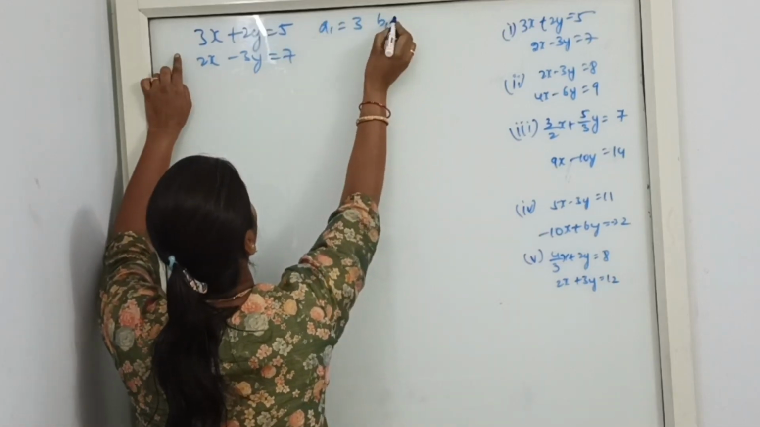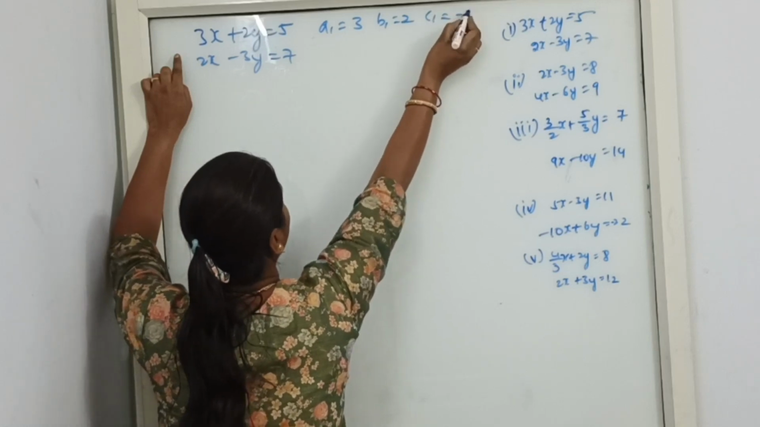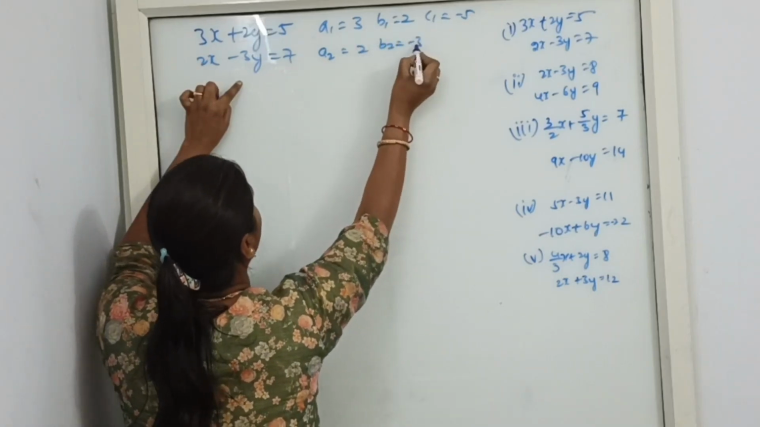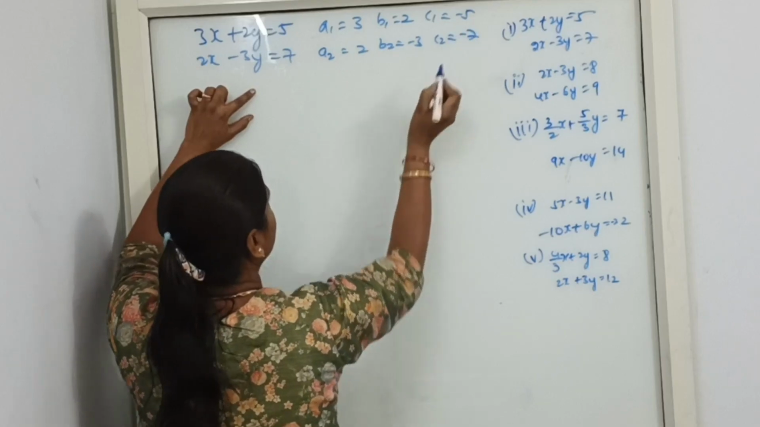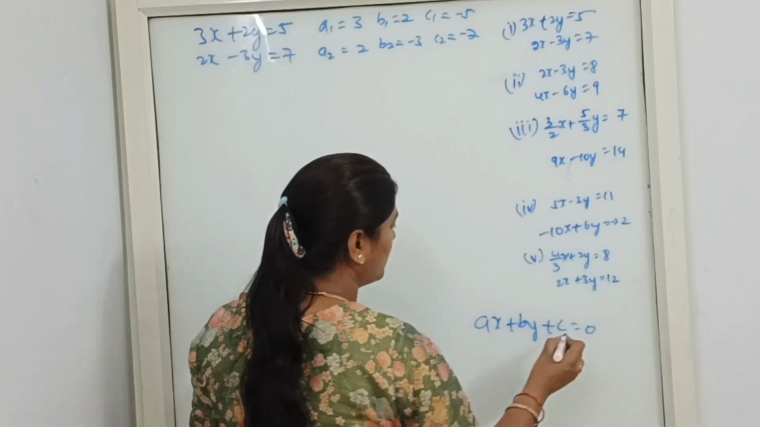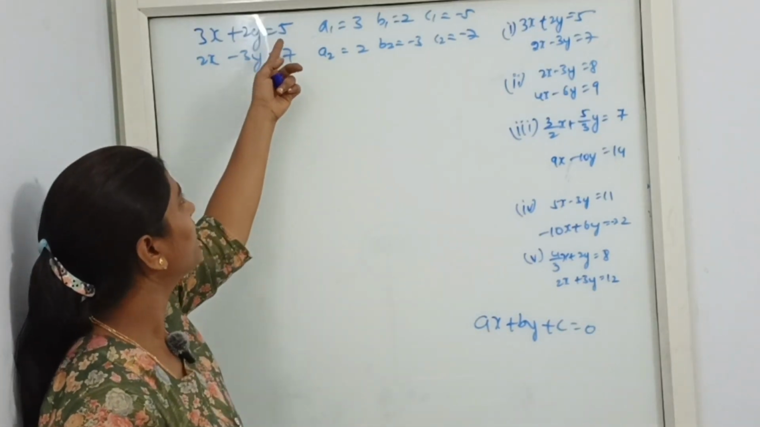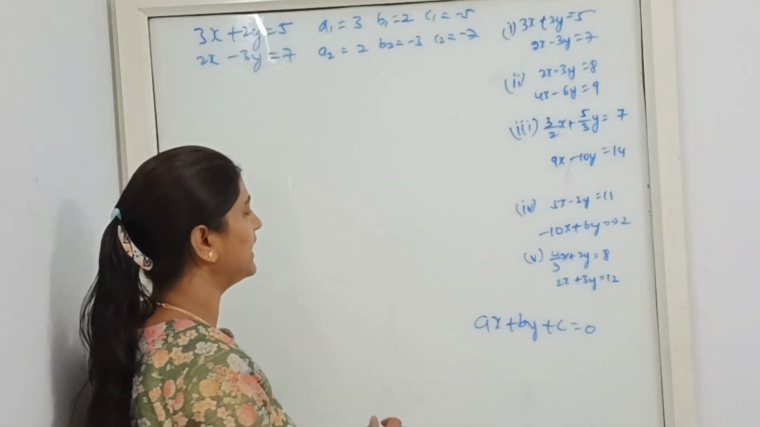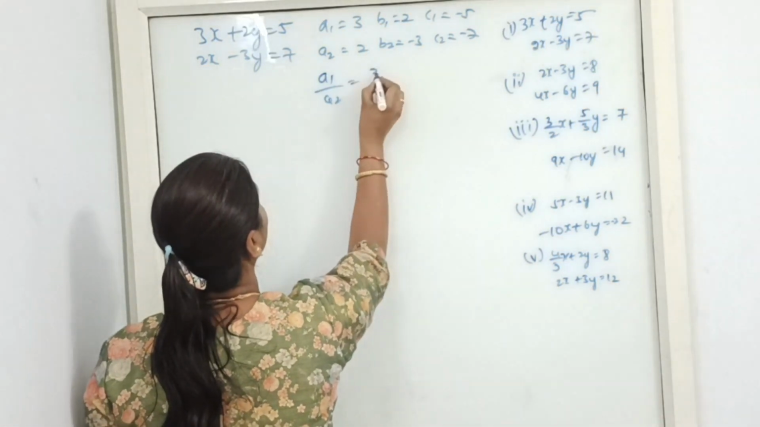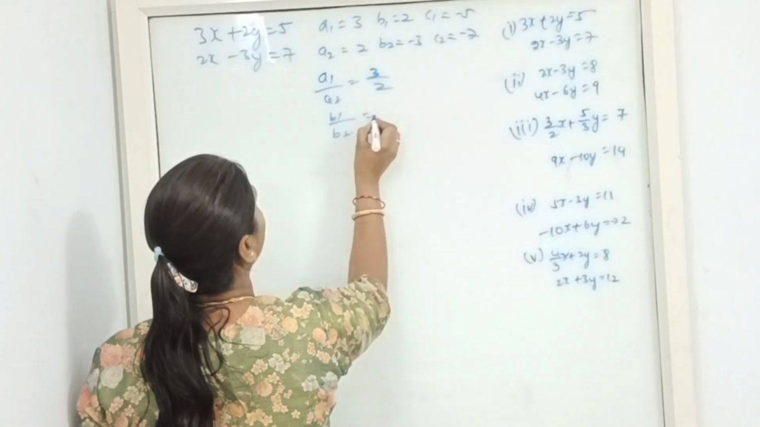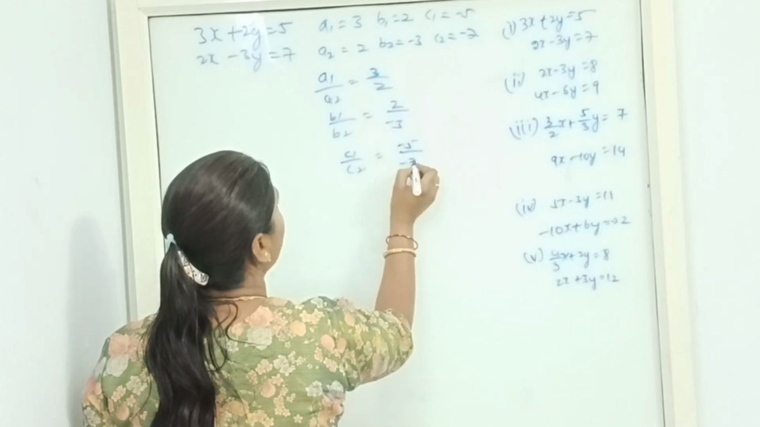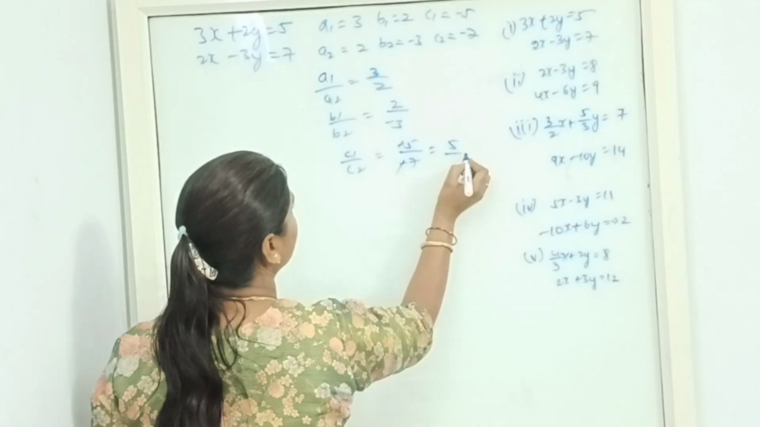A1 is 3, B1 is 2 and C1 is negative 5, because the linear equation is in the form of ax plus by plus c is equal to 0. You can write it like this, minus 5 is equal to 0. And A2 is 2, B2 is minus 3, C2 is minus 7. Let us compare the ratios: a1 by a2, 3 by 2, b1 by b2, 2 by minus 3, and c1 by c2, minus 5 by minus 7. The negatives cancel, so it is 5 by 7.